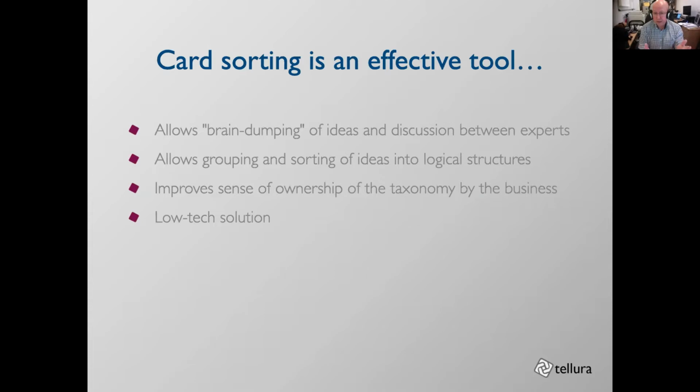Card sorting for creating structured information systems is a very effective tool in that it allows people to share brain dumps, group and sort ideas. And when you do it in particular, I found, to create taxonomies, it encourages ownership in the business. Because they've taken part and it's their ideas, they can see them made manifest. It's also a low-tech solution. You can do a card sort anywhere.